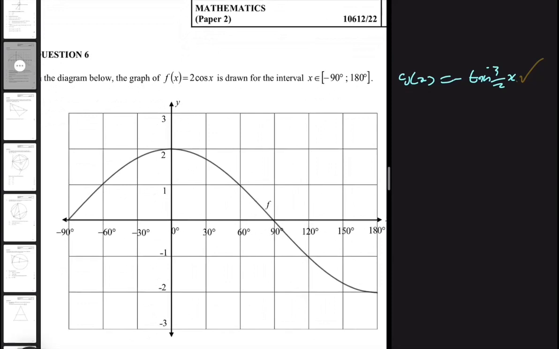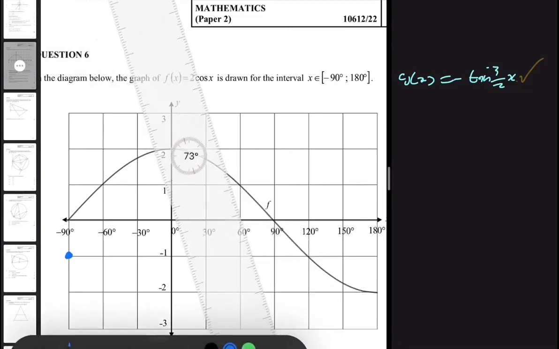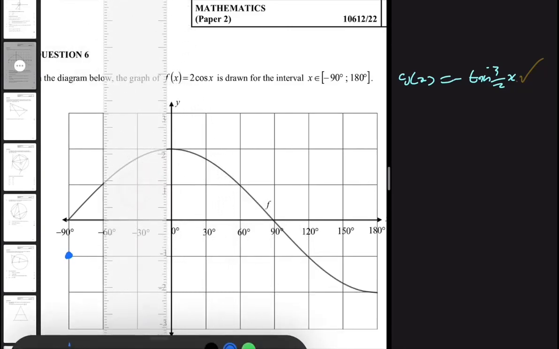If you substitute minus 90 into g of x, you're going to get minus 1. So that is 1 point that lies on the graph. And then if you substitute minus 60, you're going to get undefined. So we know that at minus 60, we have an asymptote.